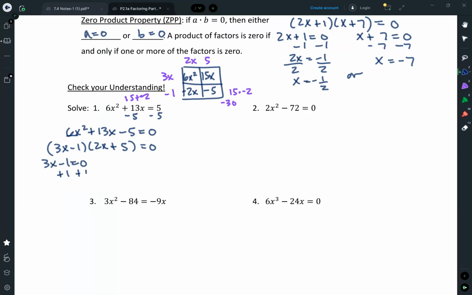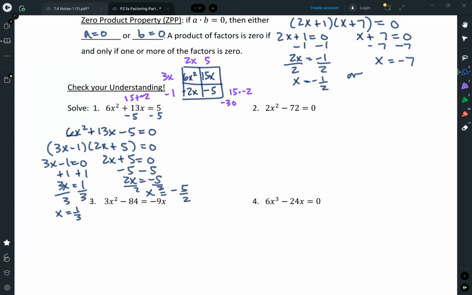Add 1, divide by 3. They don't give you a lot of space here, sorry about that. Second one, I would need to subtract 5 and then divide by 2.